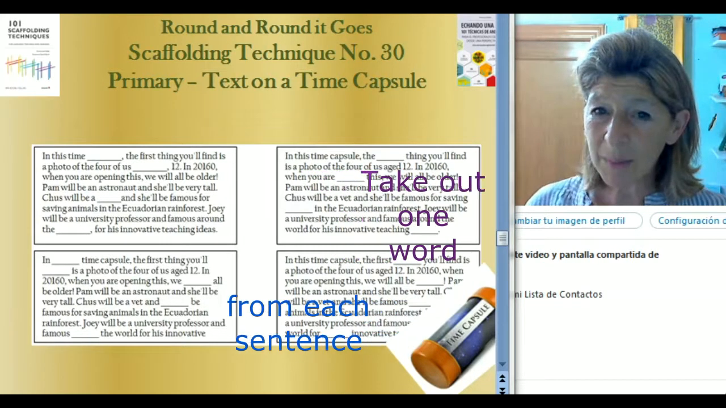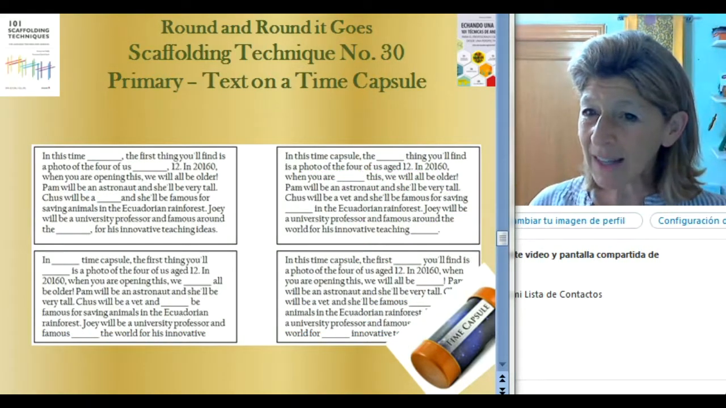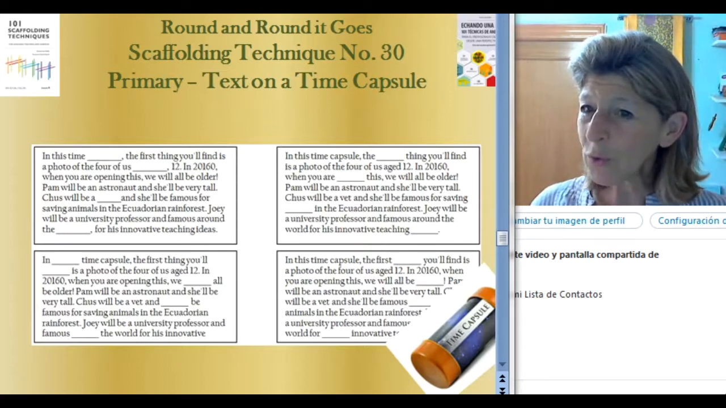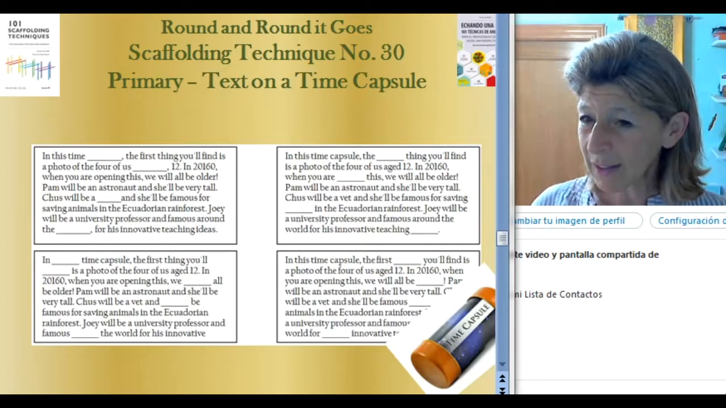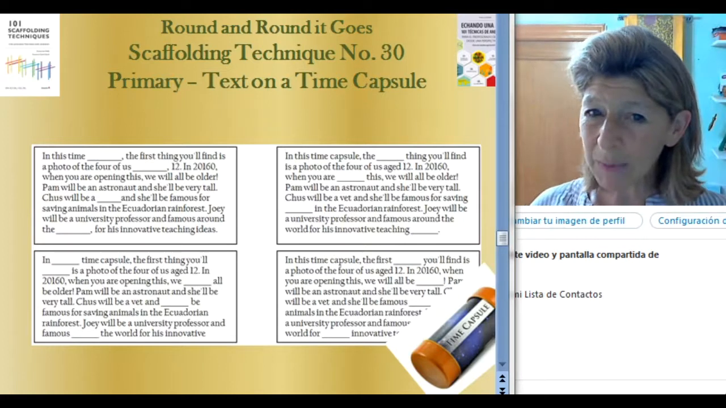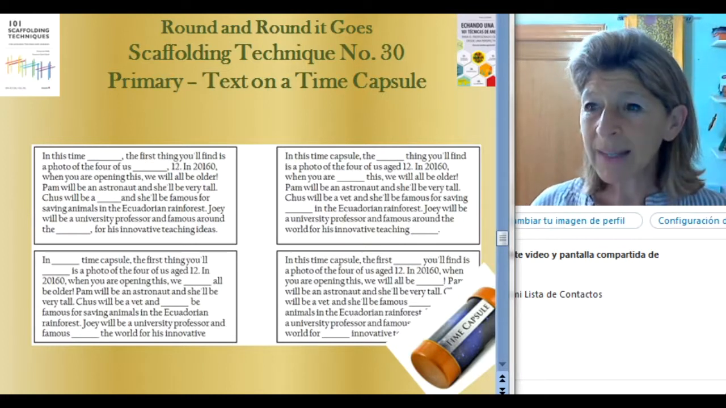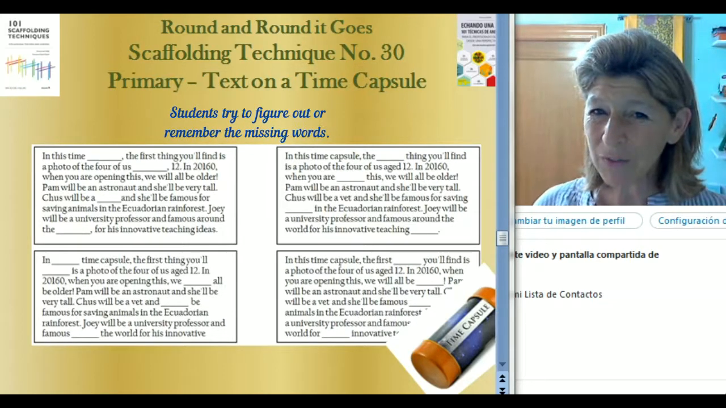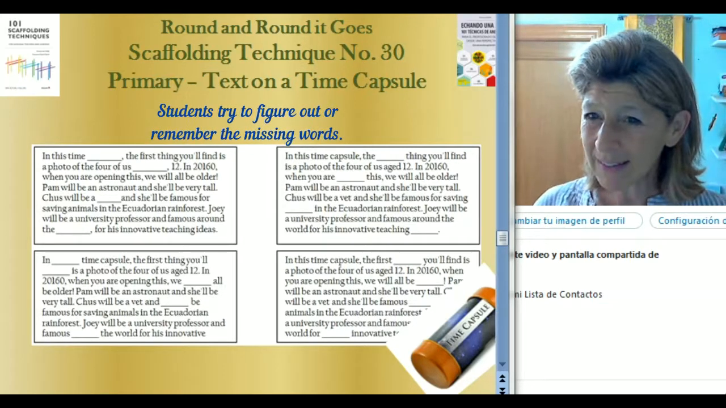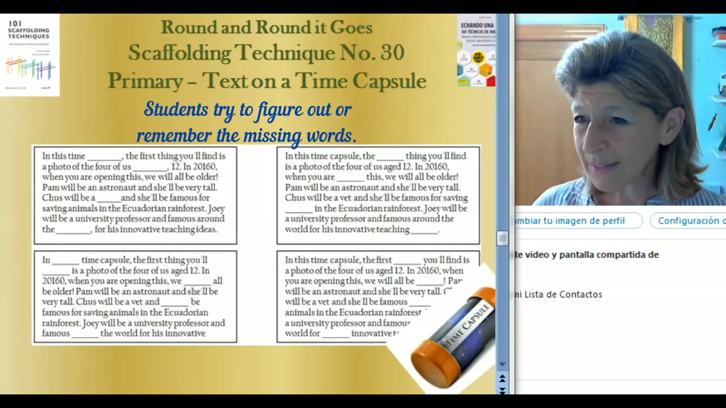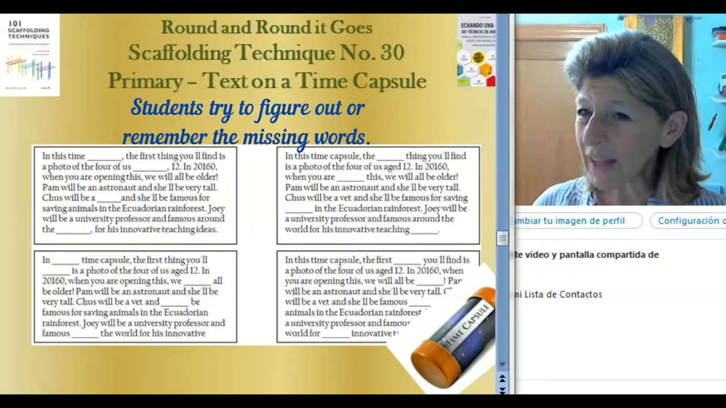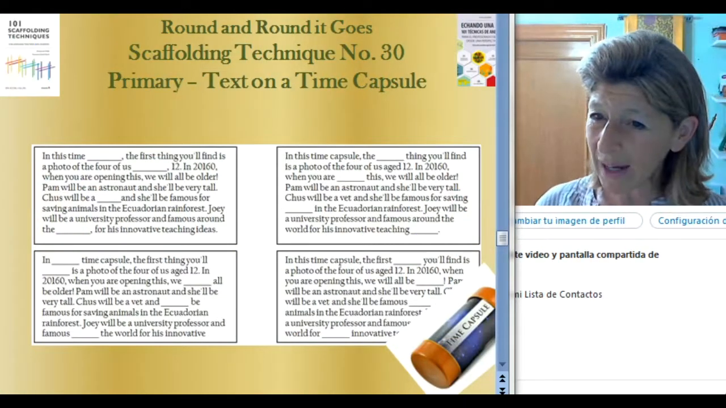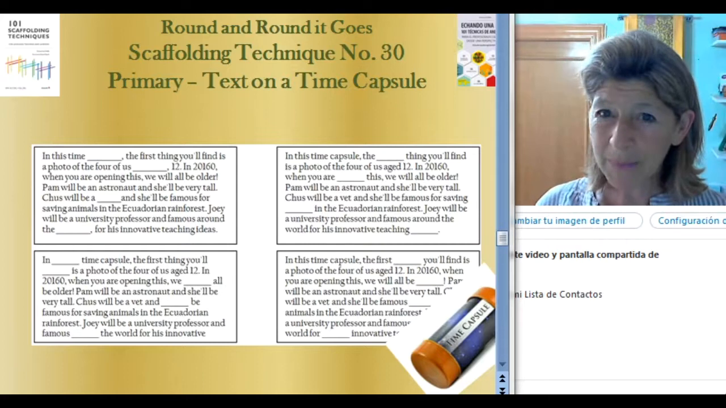So you'll see on the top right, it says, in this time capsule, the thing you'll find is a photo of the 4 of us age 12. And then look at the top left, it says, in this time capsule, the first thing you'll find is a photo of the 4 of us at age 12. So even if they don't know that, they can go to the next paragraph and see what the word is that's missing and then go back. So they go back and forth. Let's see how it works.